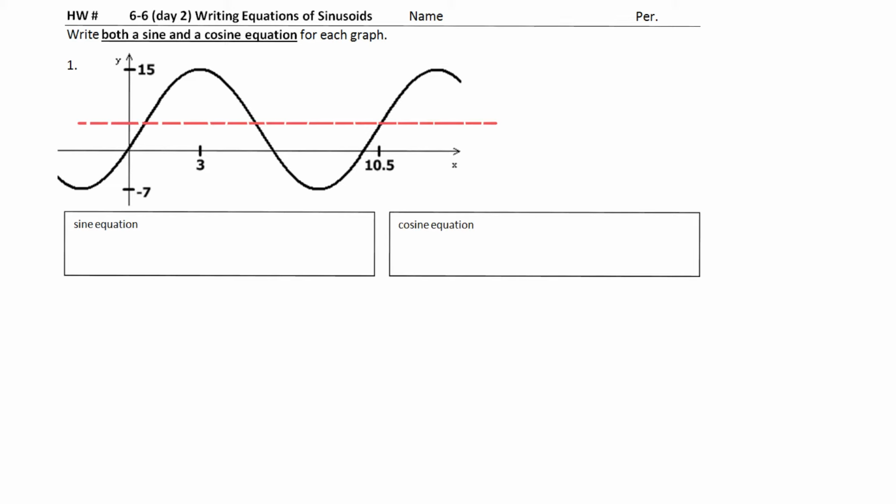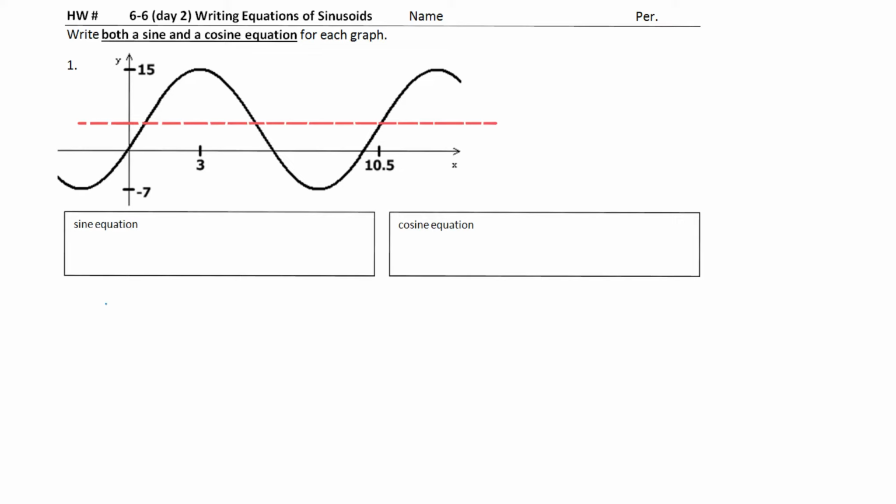Okay, I'm first going to demonstrate how to do number 1 on 6.6 day 2. The very first thing you want to do is draw in your sinusoidal axis. It's not labeled, but you definitely want to draw it in. And then you want to figure out where that sinusoidal axis is. So that's your C value.